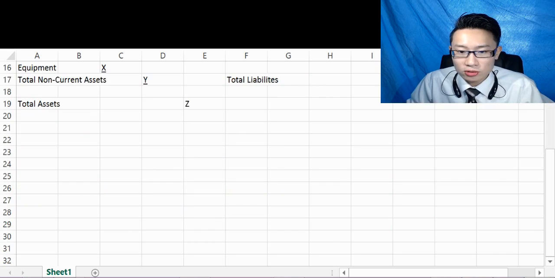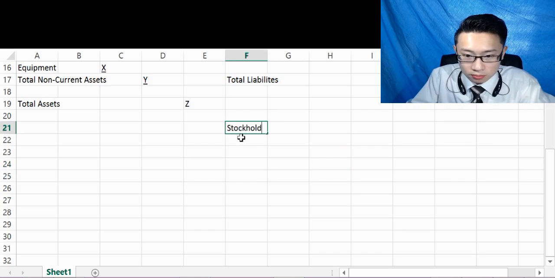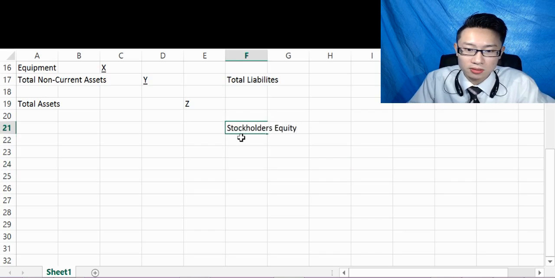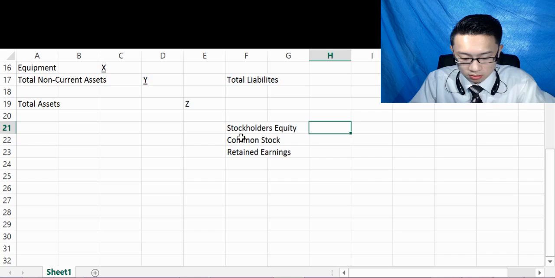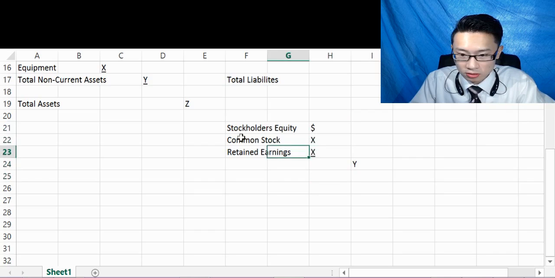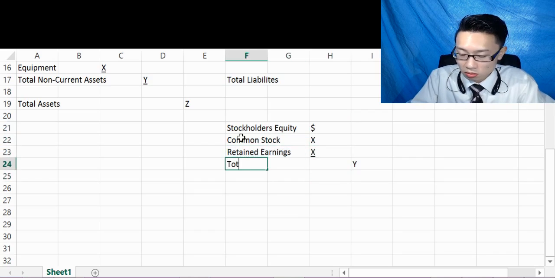So now I would like to show you the last portion of the balance sheet, which is the stockholders' equity section. And this is very important. In our stockholders' equity section, we usually have the common stock and retained earnings. So I'm going to put the question mark XX and I'll put Y here. So that's just to show the total stockholders' equity.